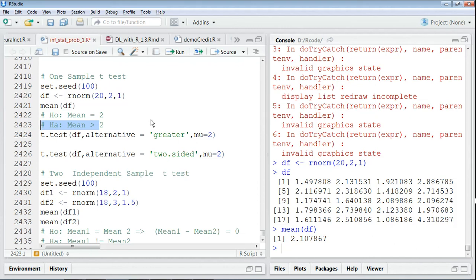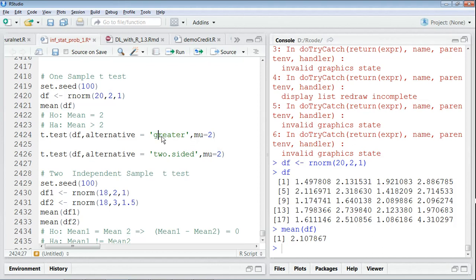In order to perform the hypothesis test, we will use a function in R called t.test. The first parameter is the sample vector name. The next parameter is alternative. Since here the alternative is greater than, because my hypothesized population mean is 2 and the observed mean is 2.107, I am going to conduct the right tail test. Since we are conducting the right tail test, we specify the alternative as greater.